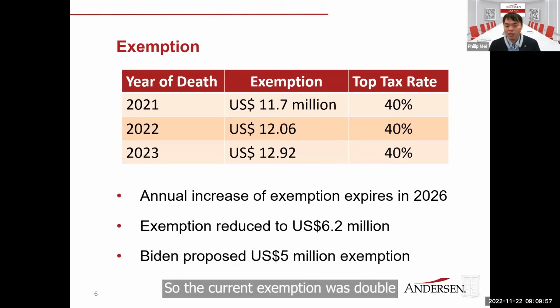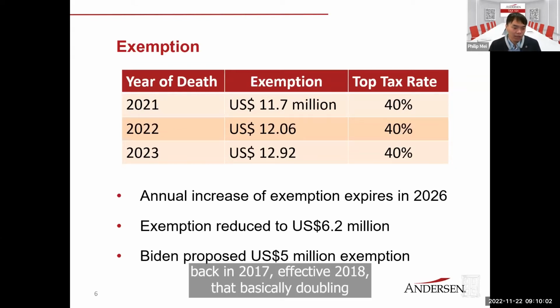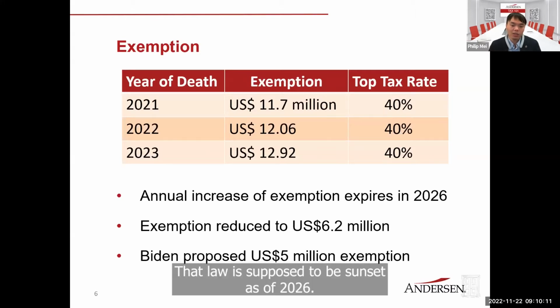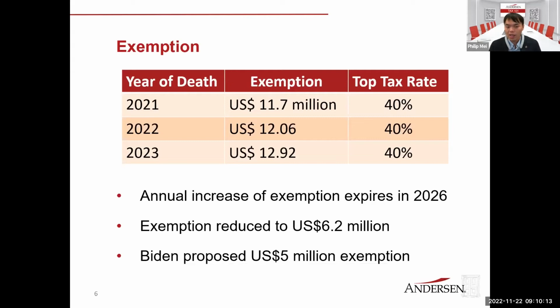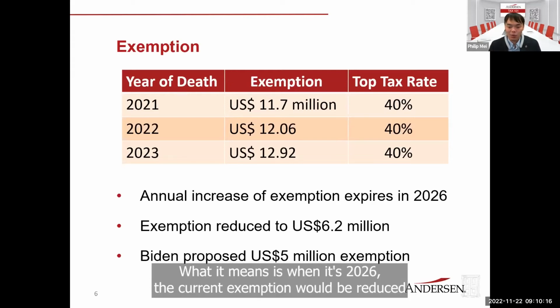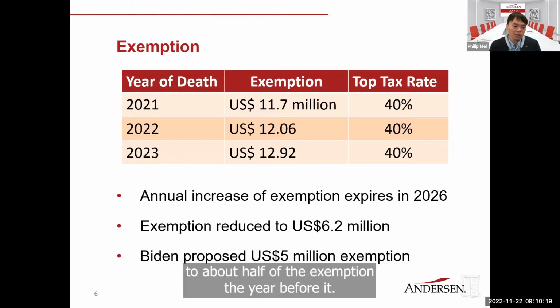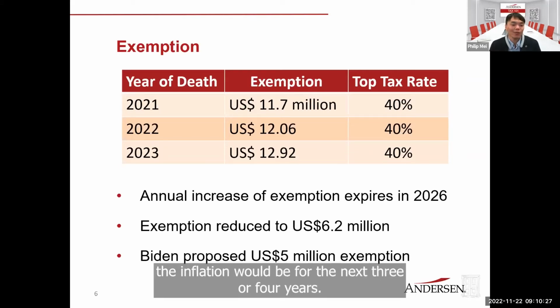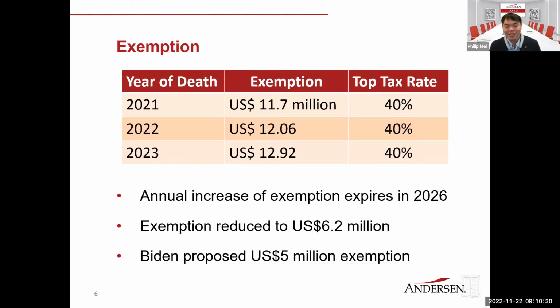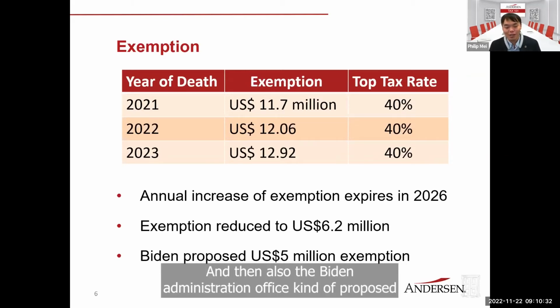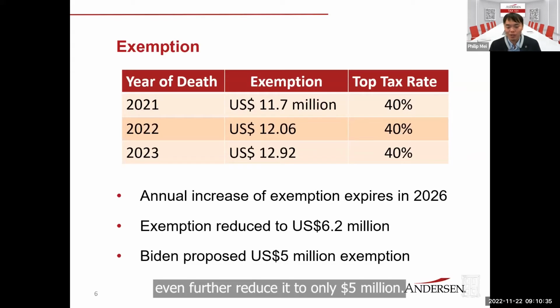So the current exemption was doubled as part of the Tax Cuts and Jobs Act back in 2017, effective 2018, basically doubling the exemption from what it was at that time, $5 million. That law is supposed to sunset as of 2026. What it means is when it's 2026, the current exemption would be reduced to about half of the exemption the year before. So it's roughly $6 to $7 million, depending on how bad the inflation would be for the next 3-4 years. And then also the Biden administration kind of proposed to reduce it even further to only $5 million.